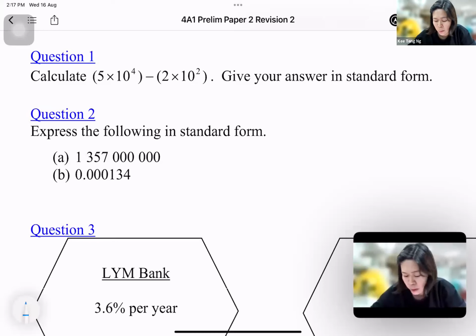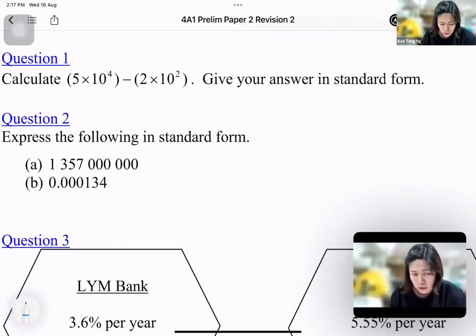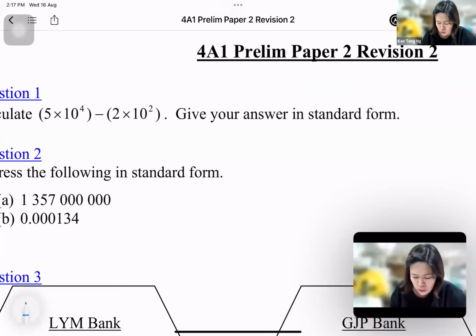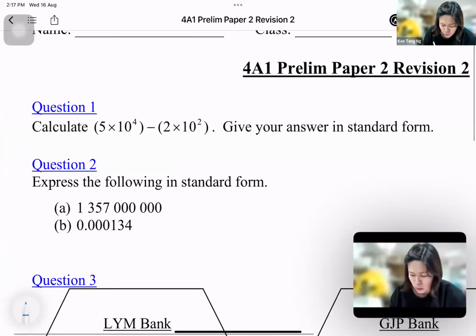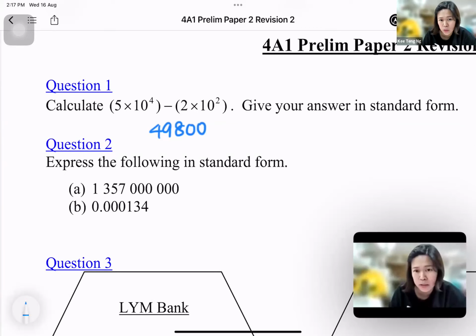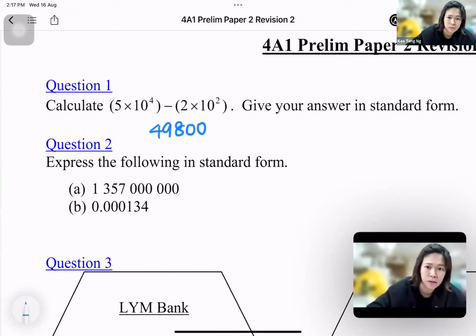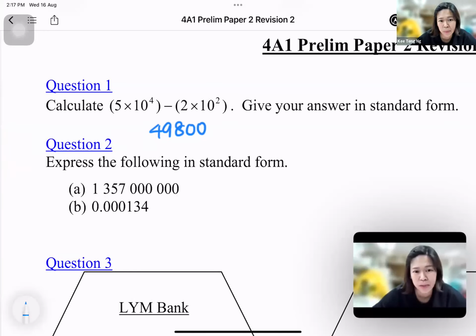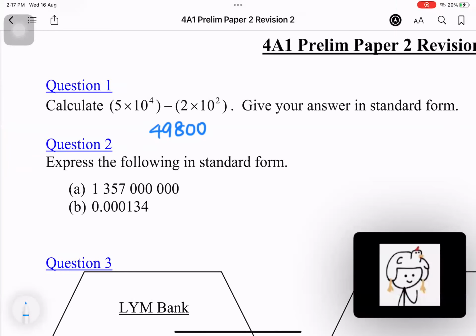Calculate the following number and give your answer in standard form. After you key this into your calculator, you should get the answer 49800. But we're going to convert this to standard form. Our decimal needs to be at the correct place, right? Where can we put the decimal place? The number I must make it 4.98.